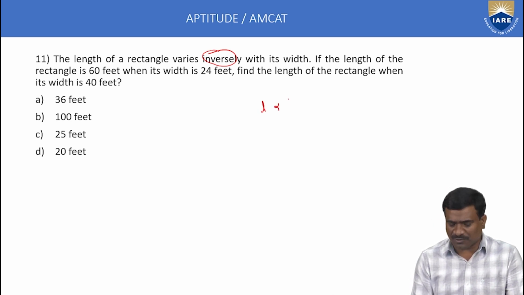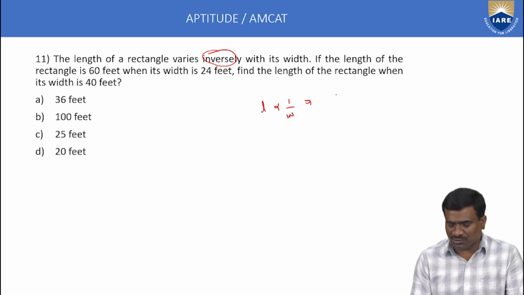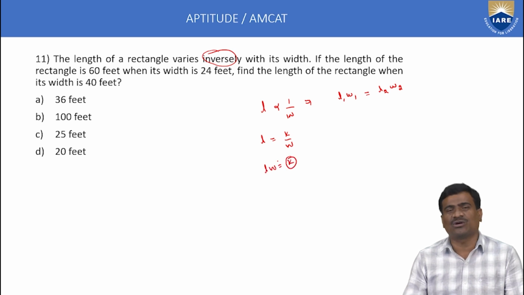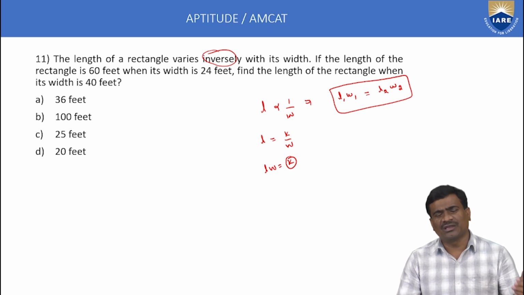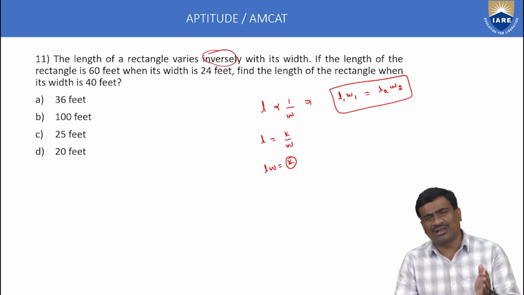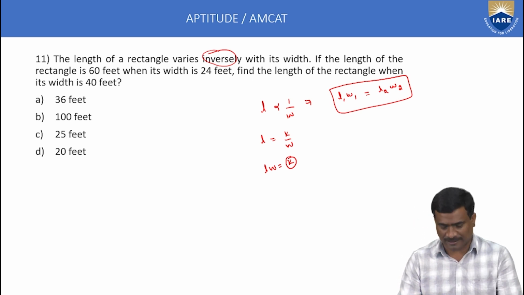Length is inversely proportional to the width, that is 1 by W. Inverse proportion rule: L1 into W1 is equal to L2 into W2. The general procedure: L is equal to K by W, so LW is equal to K. K is called the constant. Then L1 W1 is equal to L2 W2, that is, the constant is equal to L3, is equal to L4, and so on. This is called the inverse proportion application.